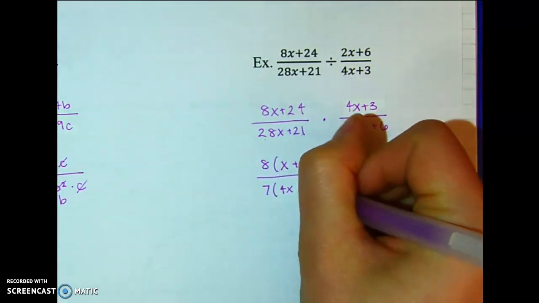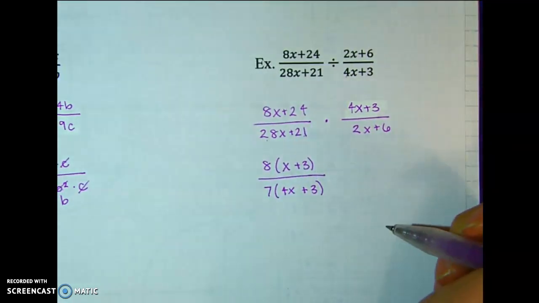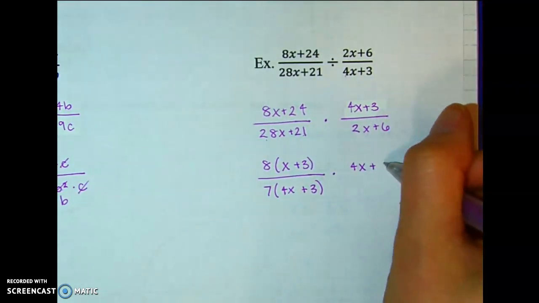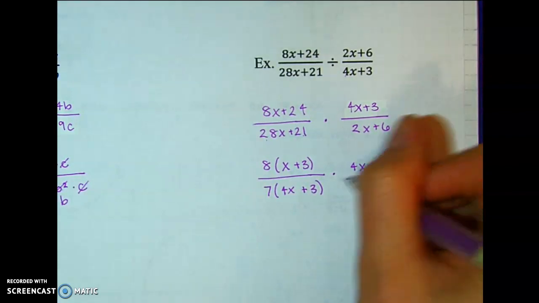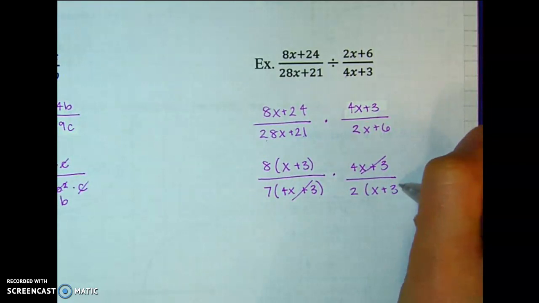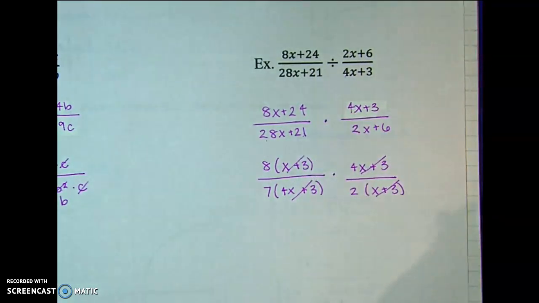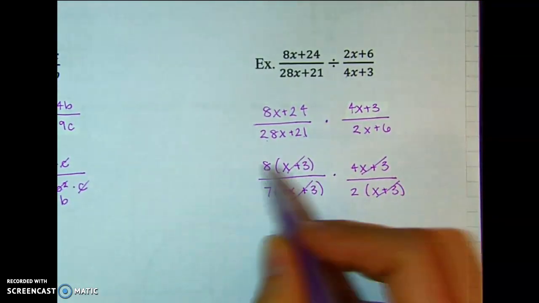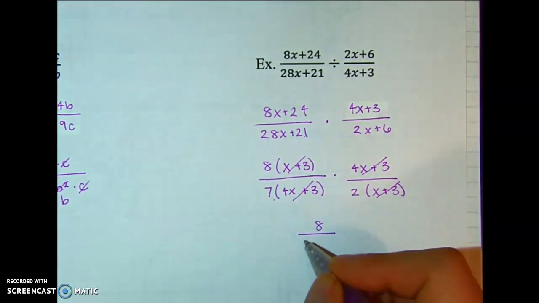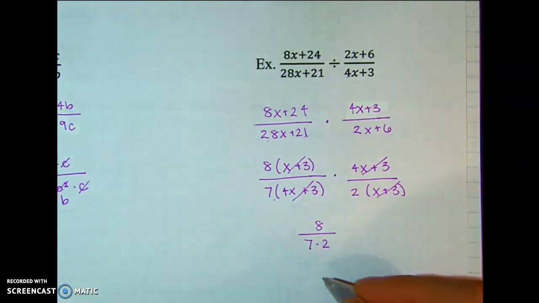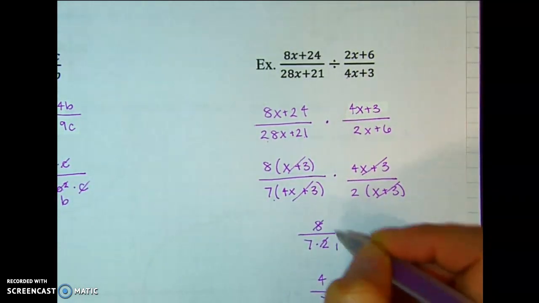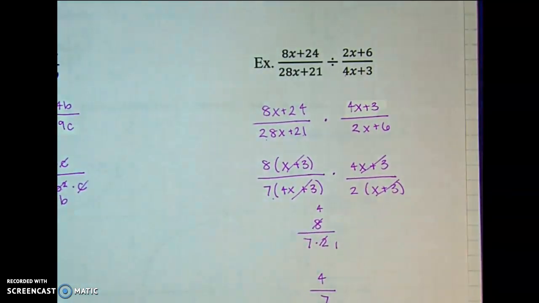21 divided by 7 is 3. And then, well, that works out nicely. So these will cancel. This I can take out a 2. So my x plus 3's cancel. If this is too much right now, you could simplify it another way and go 8 over 7 times 2. But 8 divided by 2 is 4. So I've got 4/7 as my final answer.